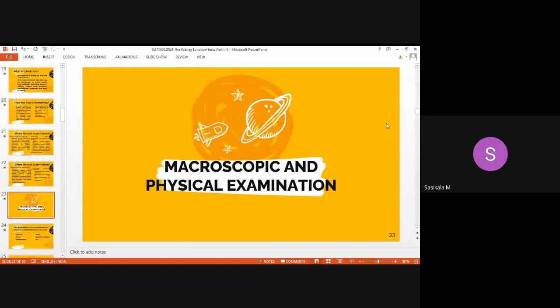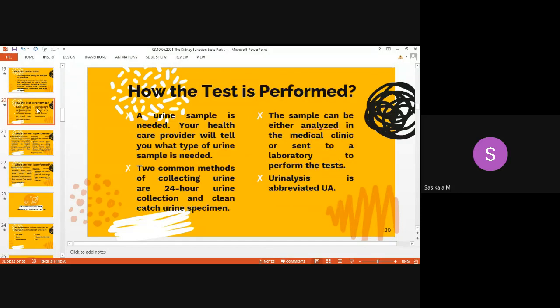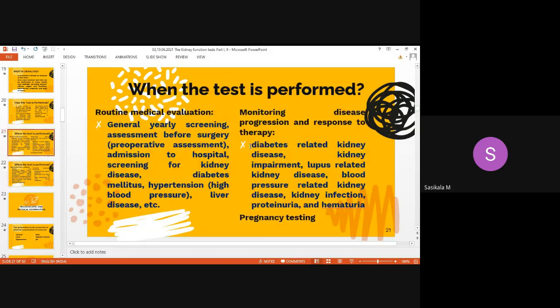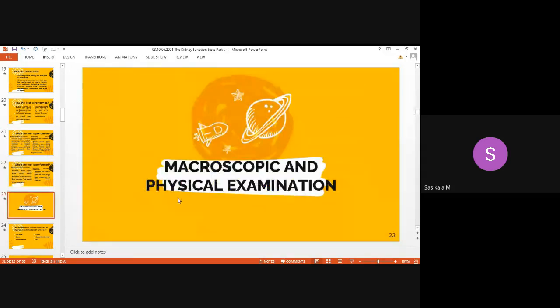Let's see what all the tests are. Now you know what urinalysis is: analysis of a urine sample. Where the urine sample analysis is carried out, in what sectors we perform urine analysis, how this test is performed, with what kind of urine samples, where it is performed, and when the test is performed, what conditions it is applicable to, to diagnose illness. Let's see what tests are available.